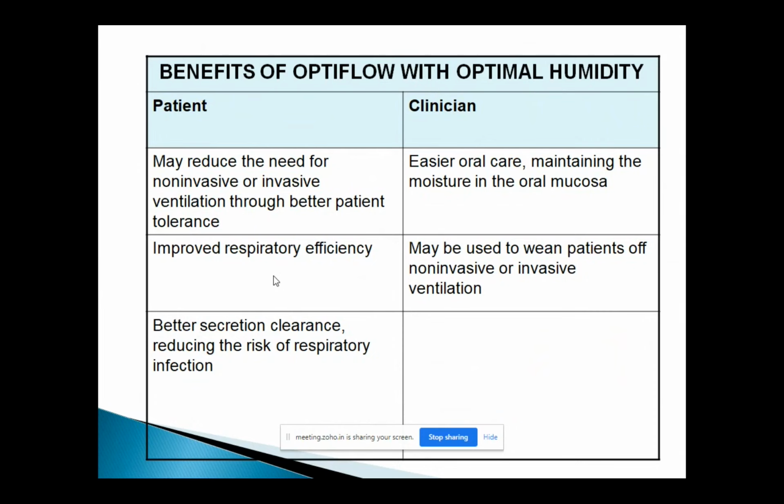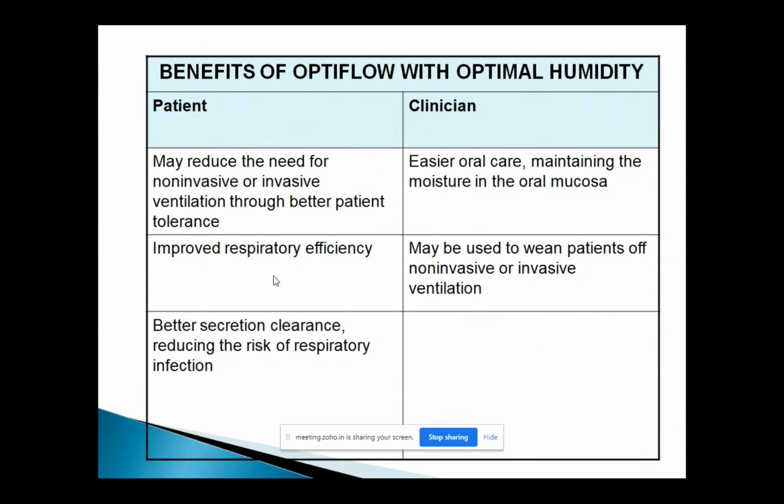Improved respiratory efficiency, better secretion clearance. I told you, if you give optimum humidity, 44 milligram per liter, this is one of the best ways to clear the mucus, because the humidification helps with the sputum viscosity and consistency. It will be easy for patients to cough and clear. So you don't have to unnecessarily prescribe nebulizers, like some people still prescribe saline nebs or carbocysteine or mucodyne medications to loosen the secretions. So all those medications you can stop, because you are naturally helping the patients to clear the secretions.